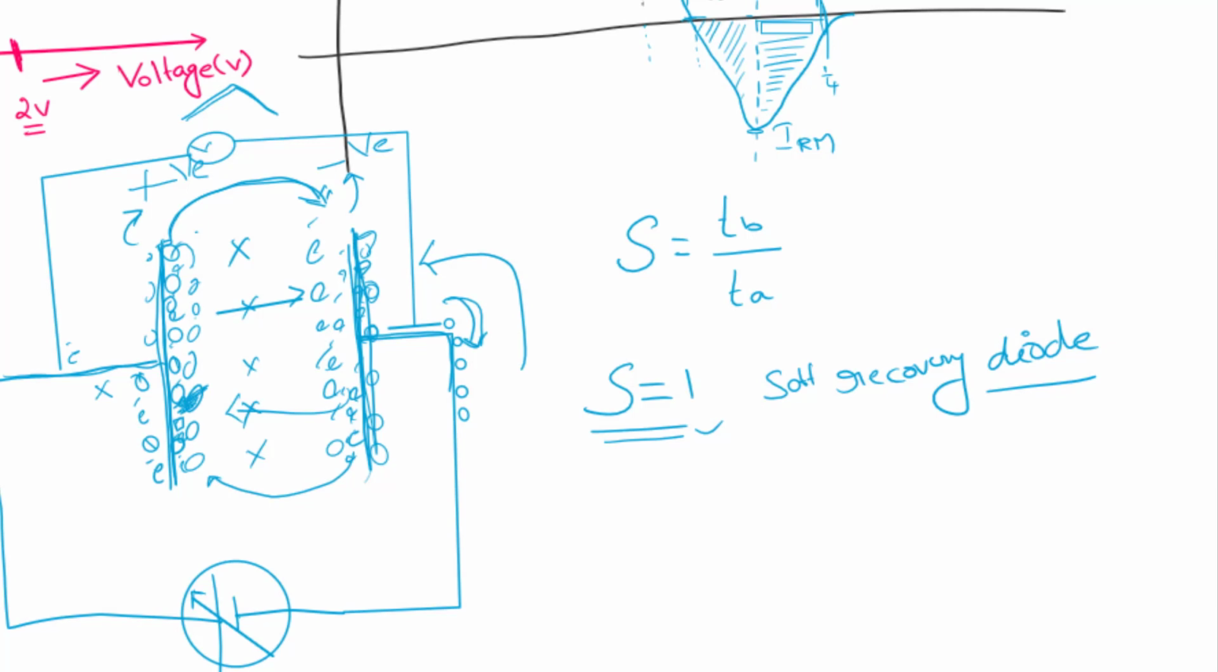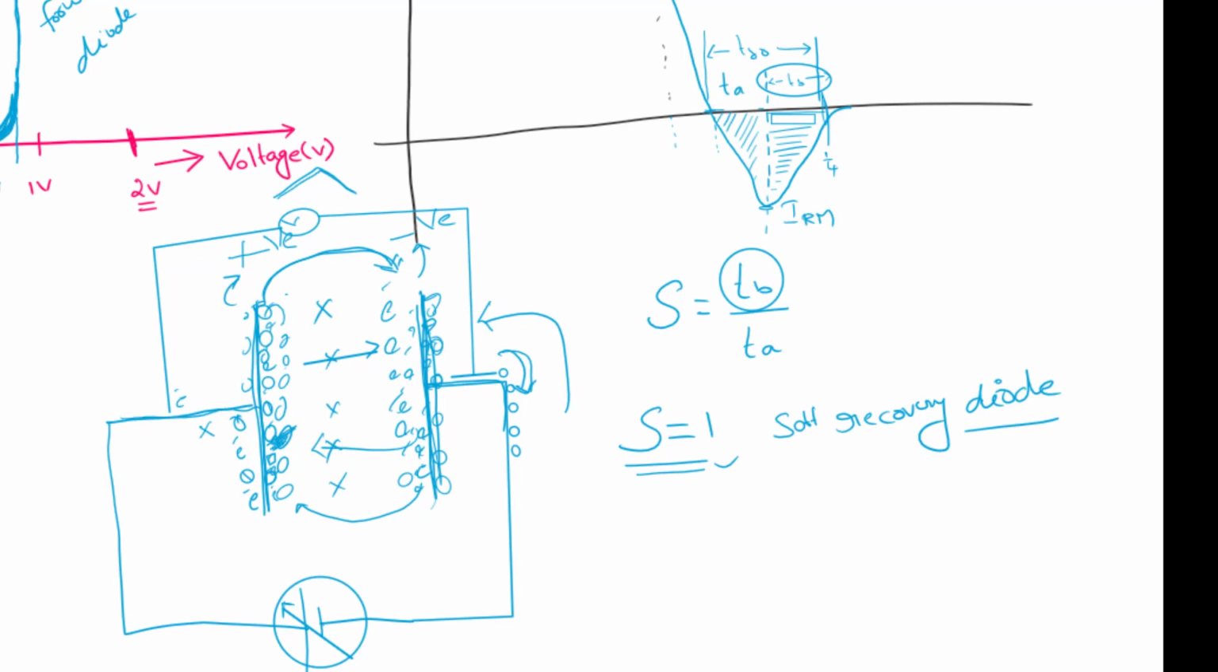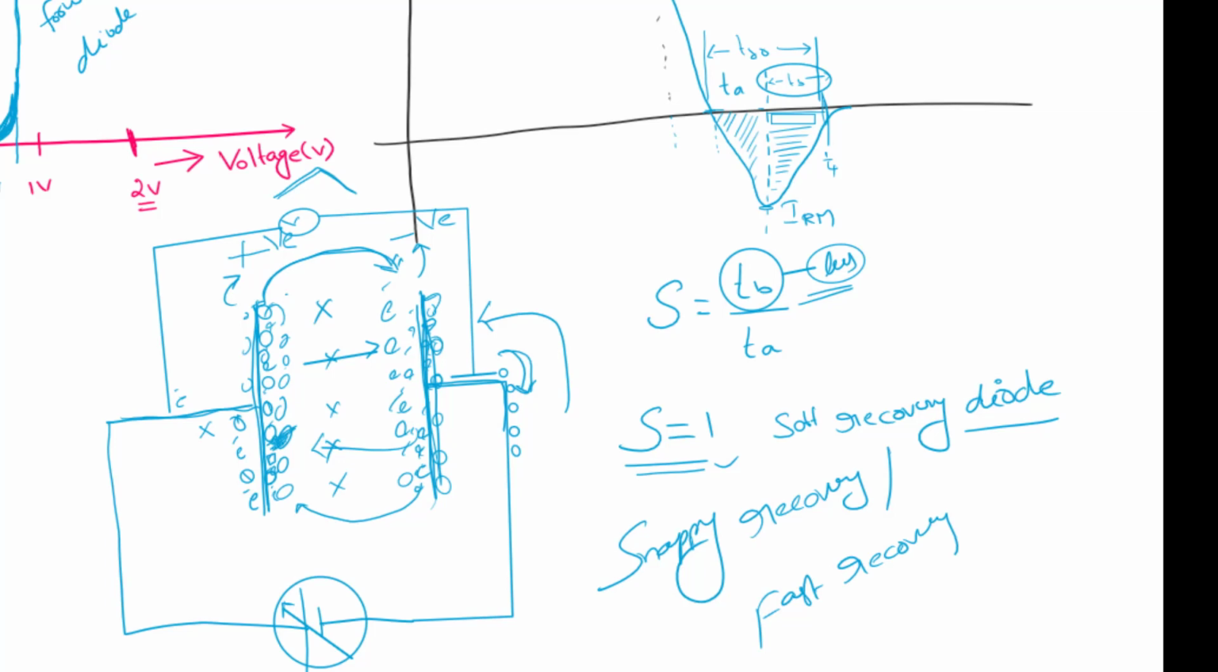Now if the diode has this value comparatively less, what does it indicate? If this value is comparatively less, it means the diode tends to be fast. That type of diode is called snappy recovery, or fast recovery diode. So there are many types of diodes.